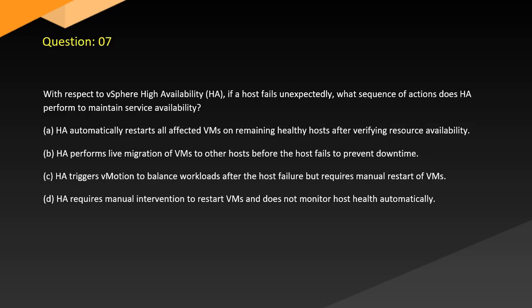Question 7. With respect to vSphere High Availability, if a host fails unexpectedly, what sequence of actions does HA perform to maintain service availability? A. HA automatically restarts all affected VMs on remaining healthy hosts after verifying resource availability. B. HA performs live migration of VMs to other hosts before the host fails to prevent downtime. C. HA triggers vMotion to balance workloads after the host failure but requires manual restart of VMs. D. HA requires manual intervention to restart VMs and does not monitor host health automatically.